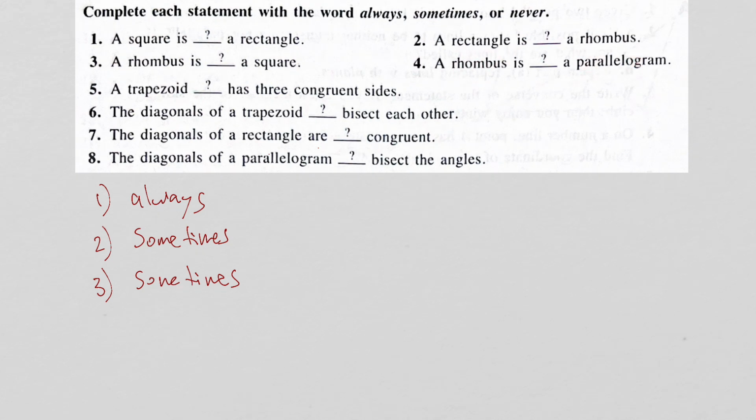A rhombus is a parallelogram. Well, in a rhombus, the opposite sides are parallel, so this is always a parallelogram.